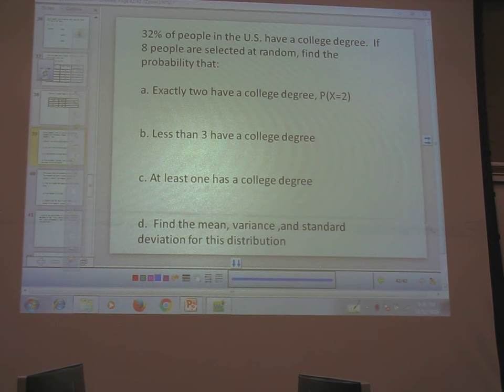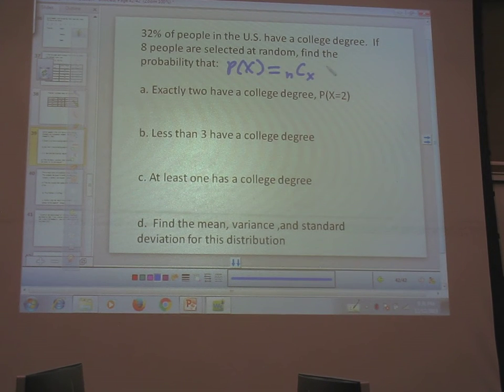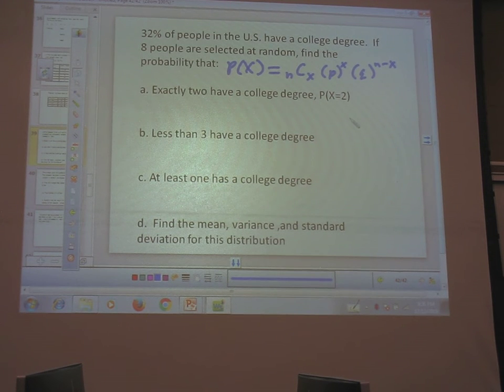All right, so what do you guys come up with? Probability of x is equal to n choose x times p to the power of x times q to the power of n minus x. Yep, that's it. All right, little p and little q. Remember, little p and little q are the probabilities of success or failure for one trial.